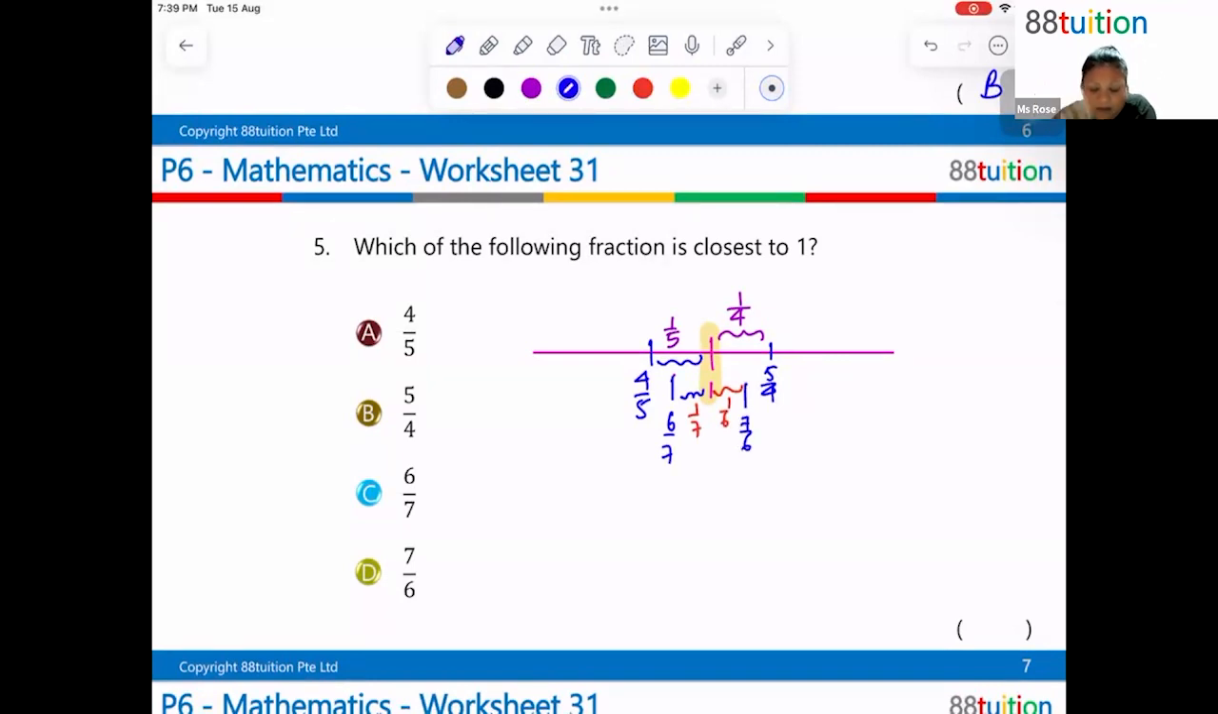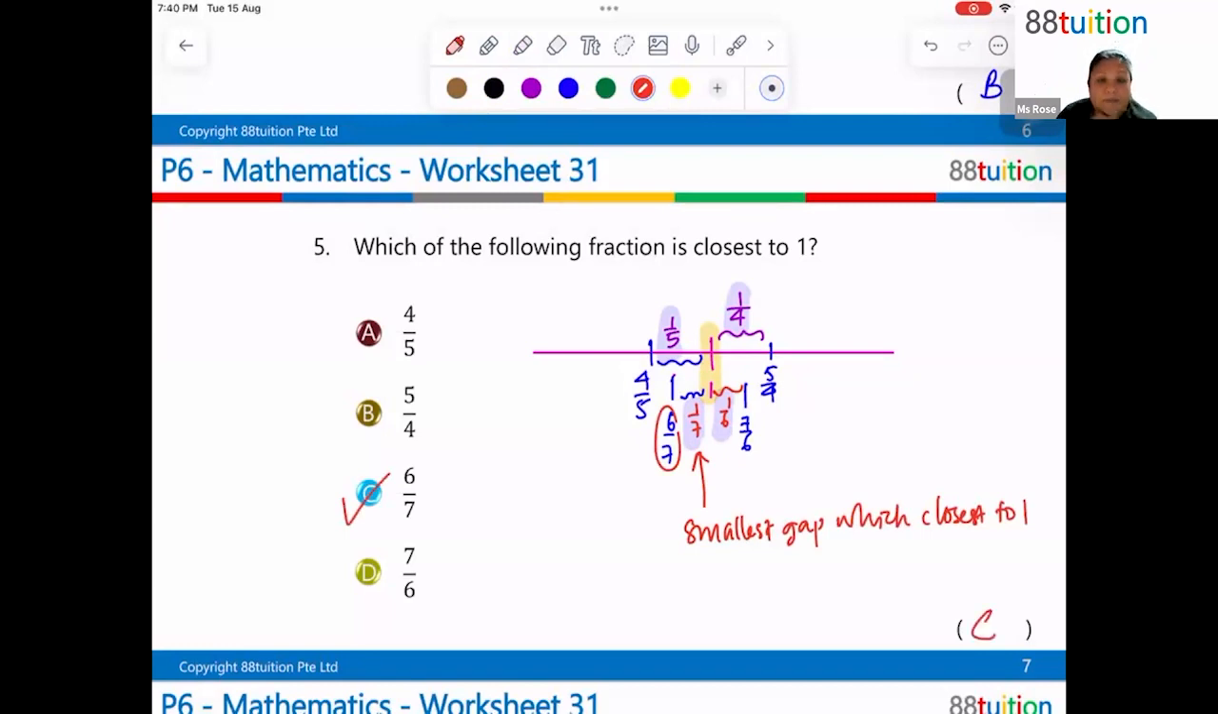So you have all this to compare with: 1 over 5, 1 over 4, 1 over 7, and 1 over 6. Which is the smallest? The smallest is actually the smallest gap that you want to find. This is the smallest gap, which is closest to 1. So the number that's closest to 1 is C.